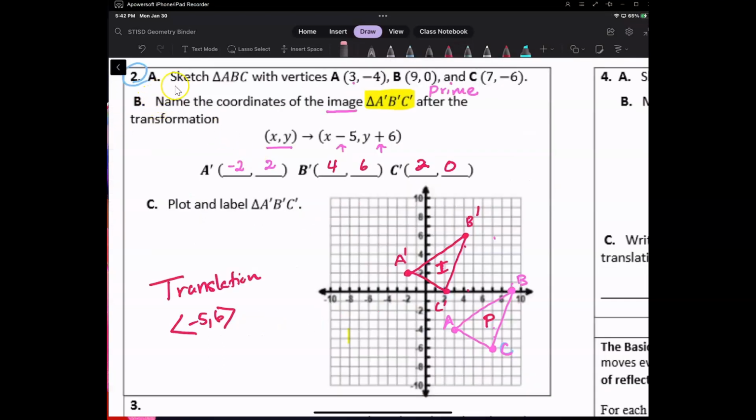For number 2, sketch triangle ABC with vertices A, which is (3, -4), and it's right here, (3, -4). B is (9, 0), and C is (7, -6). Name the coordinates of the image triangle A prime, B prime, C prime. Now the word prime means that there has been a change of the pre-image to image. Now, how do you find the change? It says name the coordinates of the image after the transformation. So here is the rule. This is what we call the translation rule.